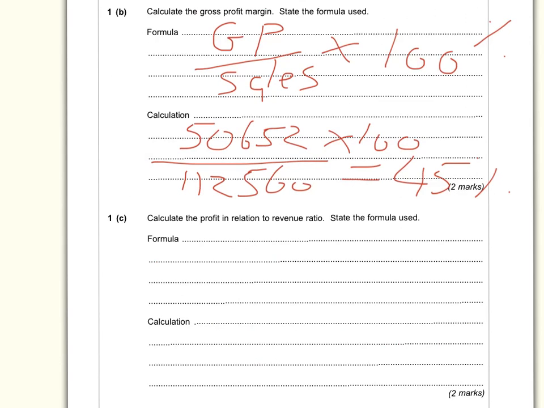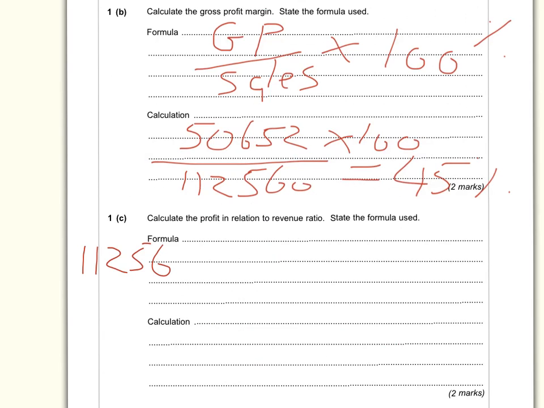Question 1C is asking us to calculate the profit in relation to revenue ratio, otherwise known as the net profit margin. So, we've already worked out the profit for the business for the year, which we calculated to be 11,256. Let's put this in the margin so we come back to it and use that later.